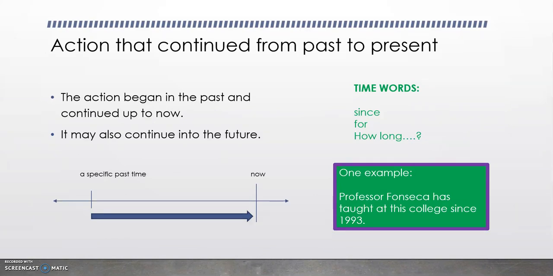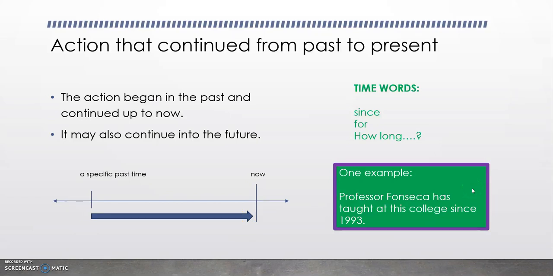Here's the third meaning: action that continued from past to present. The action began in the past and continued up to now. It may also continue into the future. So the action began at a specific past time, but it didn't stop. It's not a finished action. It's an action that keeps going, keeps going, keeps going.